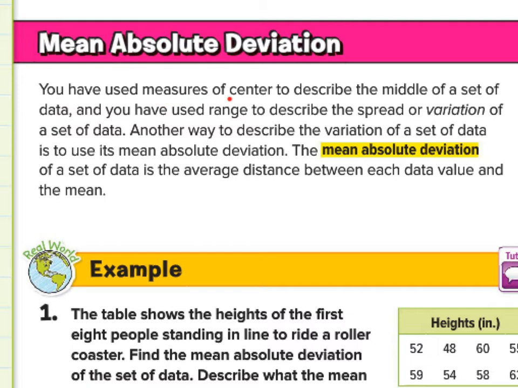You have used measures of center to describe the middle of a set of data. And you have used range to describe the spread or variation of a set of data. Another way to describe the variation of a set of data is to use its mean absolute deviation. The mean absolute deviation of a set of data is the average distance between each data value and the mean.